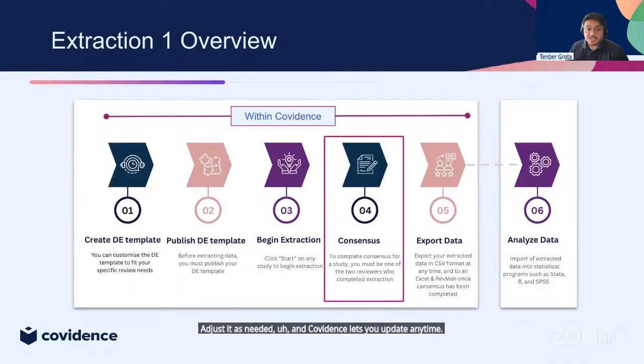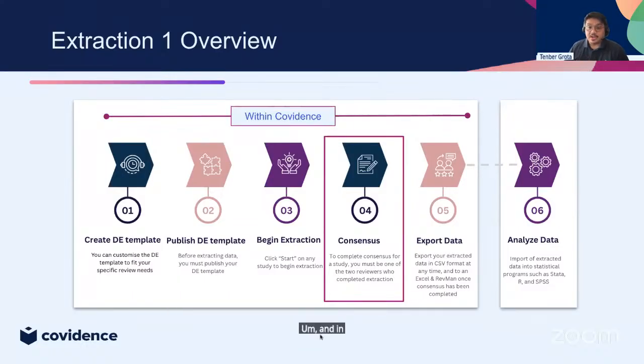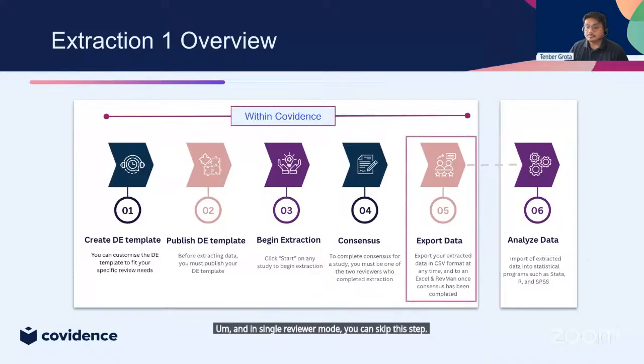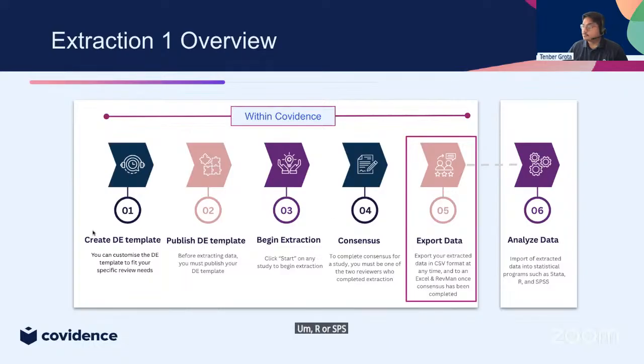You then reach your consensus. So in dual reviewer mode, you compare the data extraction entries and resolve differences. And in single reviewer mode, you can skip the step. You then export your data. So once done, you export that as a CSV or an Excel file for analysis, particularly in statistical programs like Stata, R, or SPSS.